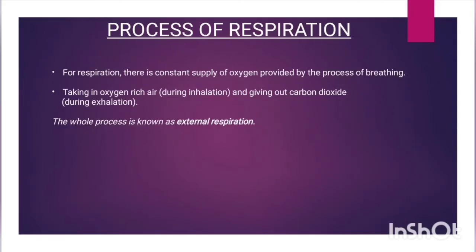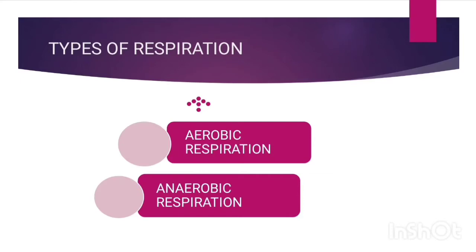The process of respiration. For respiration, there must be a constant supply of oxygen provided by the process of breathing. Taking in oxygen-rich air during inhalation and giving out carbon dioxide during exhalation. The whole process is known as external respiration. So now, what are the types of respiration? Respiration can be further classified into aerobic respiration and anaerobic respiration.